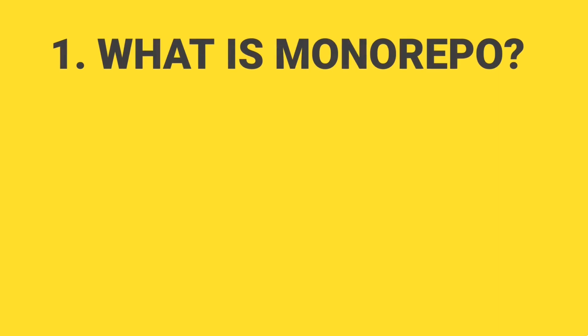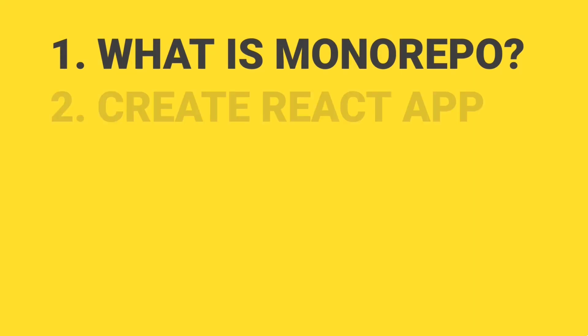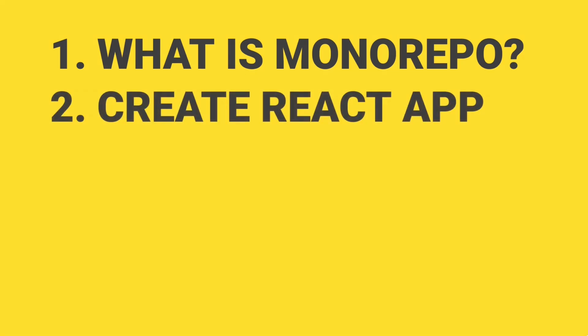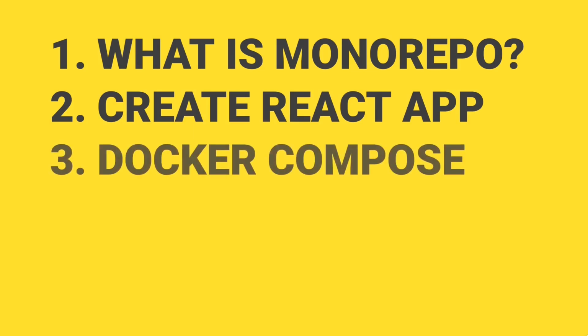First, I want to start with explaining what exactly I mean when I say Monorepo. Second, I will show how to generate a React application using the Create React App script. In the third section, I will configure Docker Compose to run this React application locally. I will be using Makefile to avoid typing long Docker commands with multiple arguments.